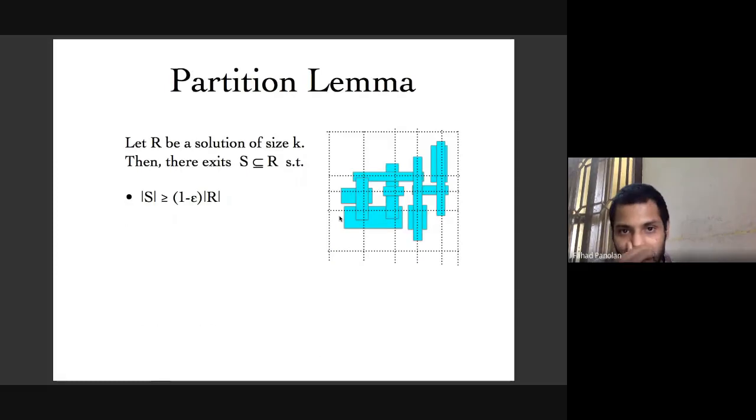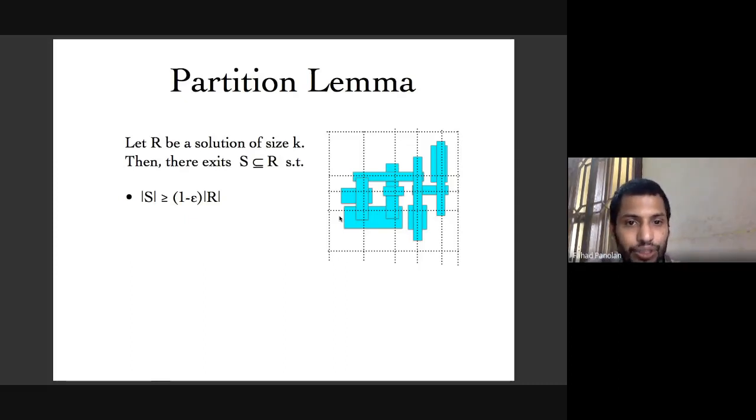Now, the important thing here is a partition lemma. Okay, what is the partition lemma? So say, first I have this grid. This grid I have drawn, the method I have explained in the last slide. Okay. Now let R be a solution of size k, which means that R is a set of independent rectangles. Okay. Now this lemma says the following.